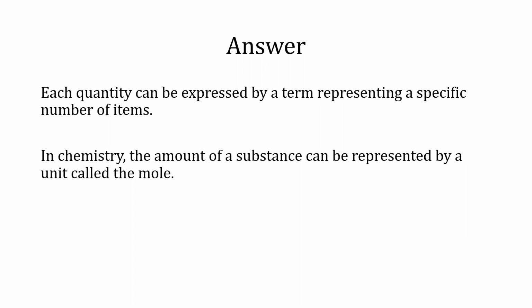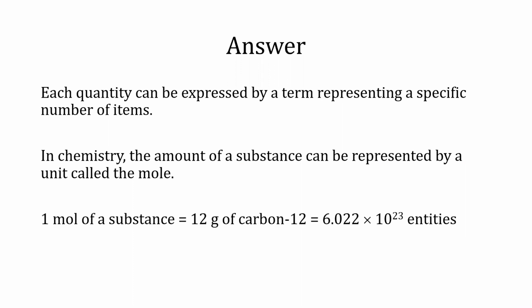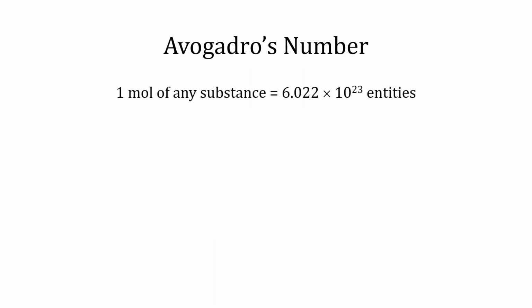In chemistry, the amount of a substance can be represented by a unit called the mole. 1 mole of a substance equals 12 g of carbon-12 equals 6.022 times 10 to the 23 entities. 1 mole of any substance equals 6.022 times 10 to the 23 entities.